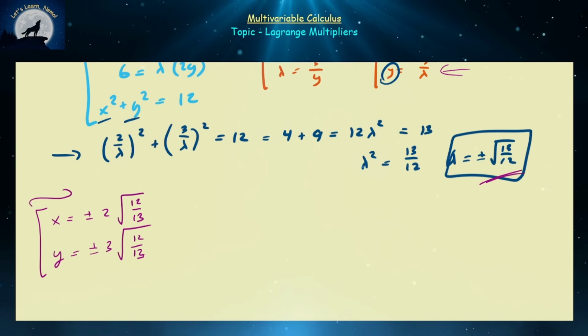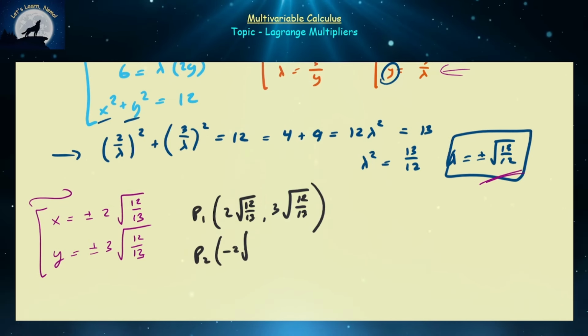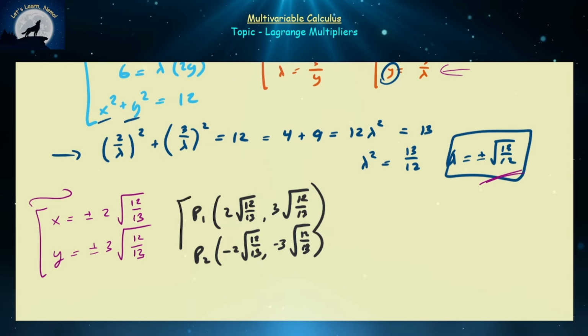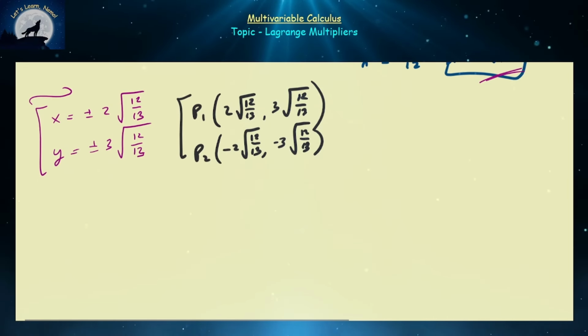So we're going to have 2 points associated to this. We're going to have P1, which is going to be equal to 2 square root of 12 over 13, followed by 3 square root of 12 over 13. So that's the plus version. And then we have P2, which is going to be equal to minus 2 root 12 over 13, and minus 3 root 12 over 13. So those are 2 points that are going to be optimal values of a function along this path. So we just need to figure out which one is which, so we're just going to plug them in and see which one is greater.